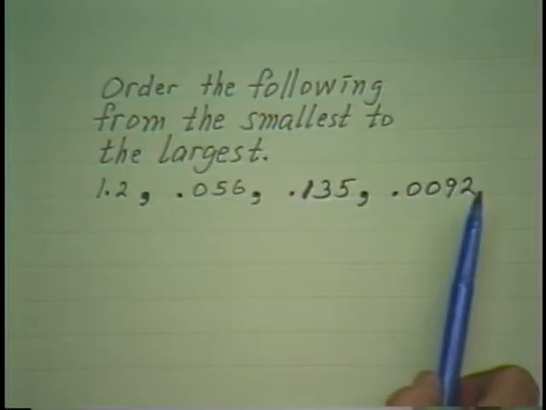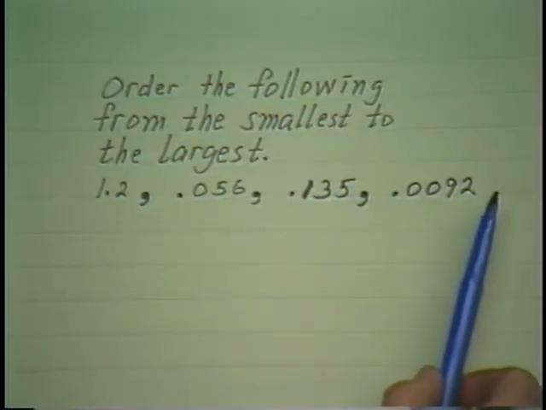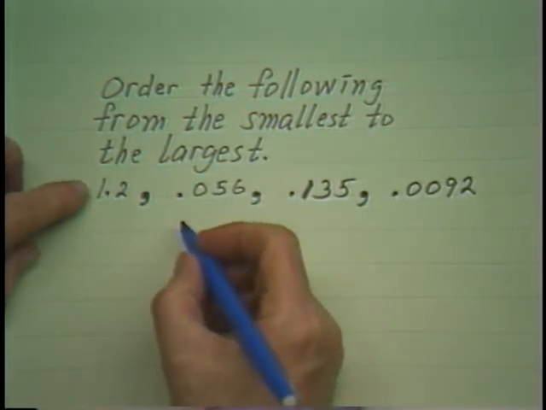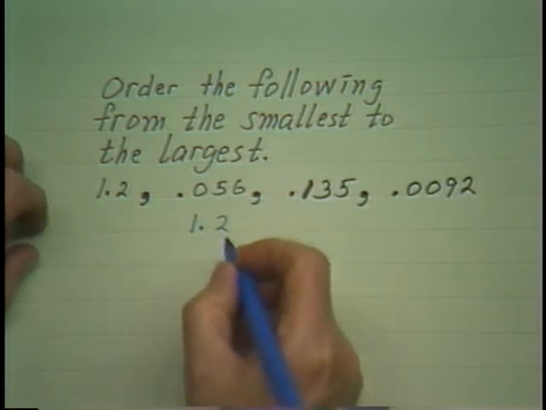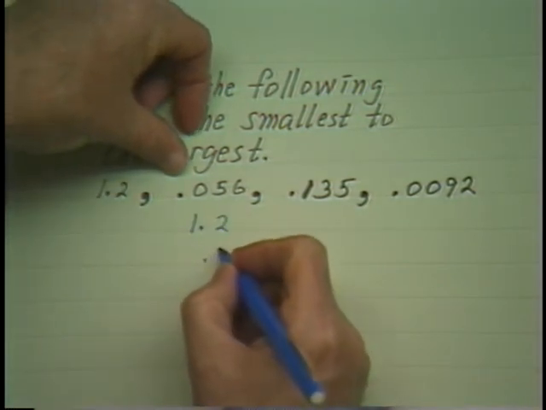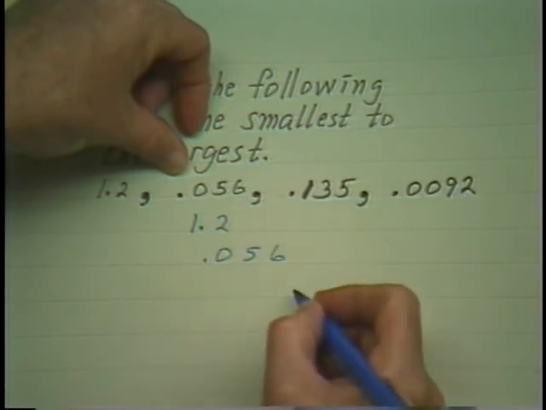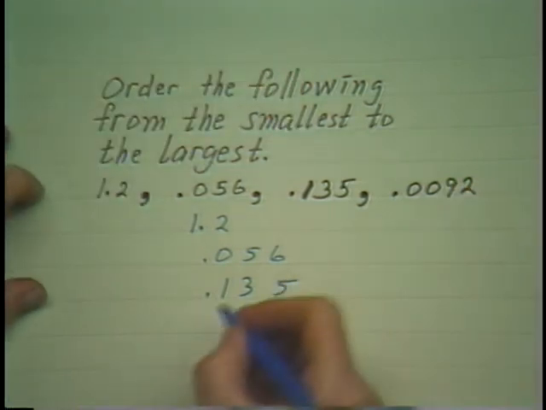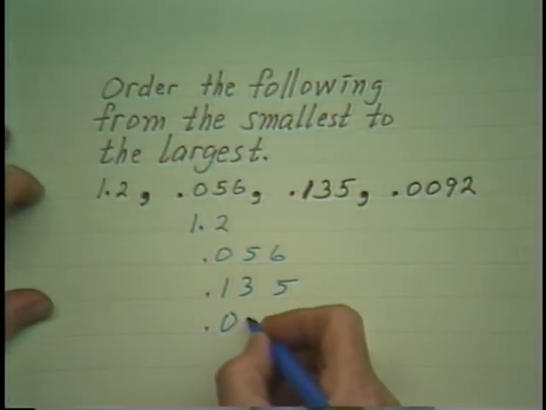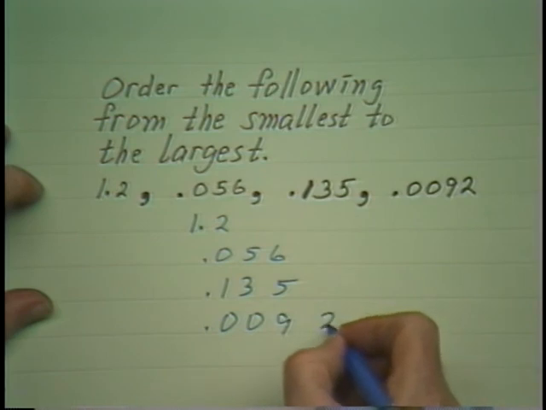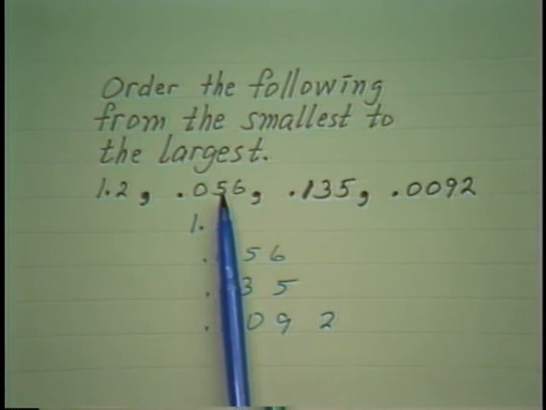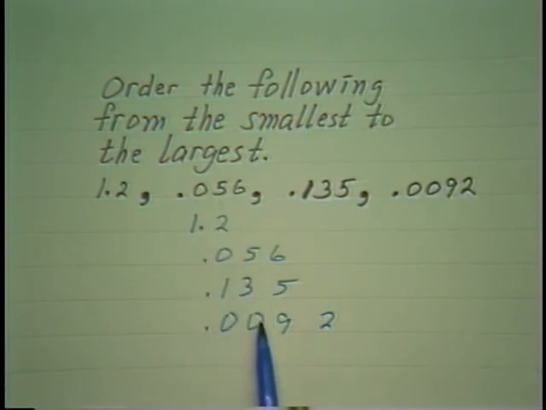Now it becomes even more obvious when we have a series of decimals if we align them vertically and keep the decimal points in a line. So 1.2, this one would be 0.056, this one would be 0.135, and the last one 0.0092. So keep the decimal points in a line and the like places, tenths in a line, hundredths in a line, thousandths in a line, and 10,000ths.